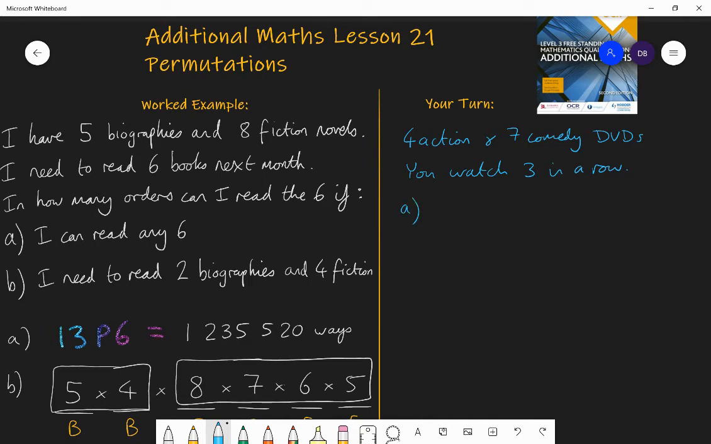If A, you can watch any 3. How many different ways are there of watching the 3 in a row if you can watch any 3? And part B, if you have to watch 1 action and 2 comedy. Pause the video, have a go at that, and then I'll go through the answer.